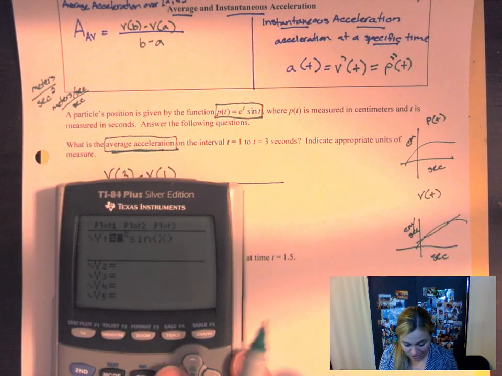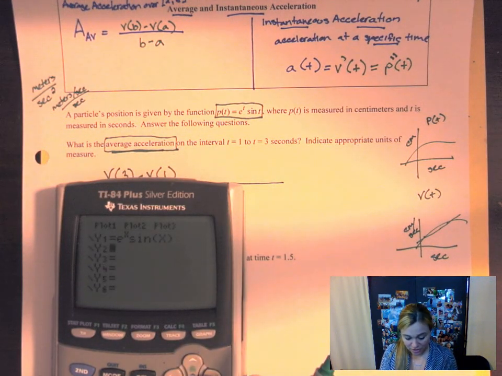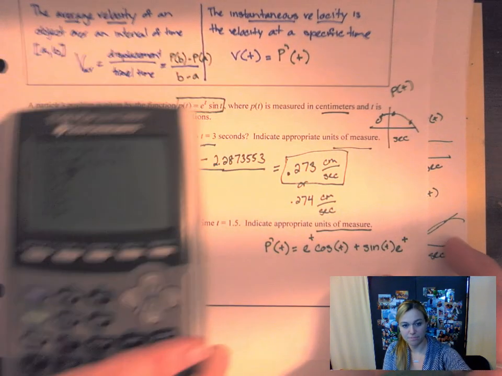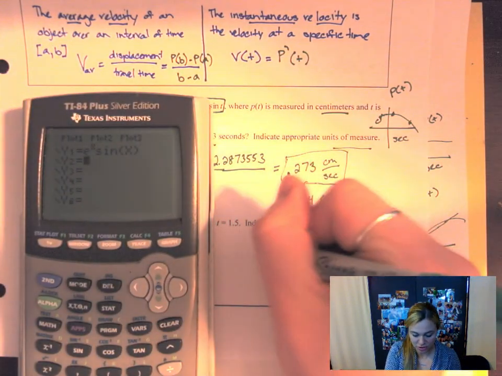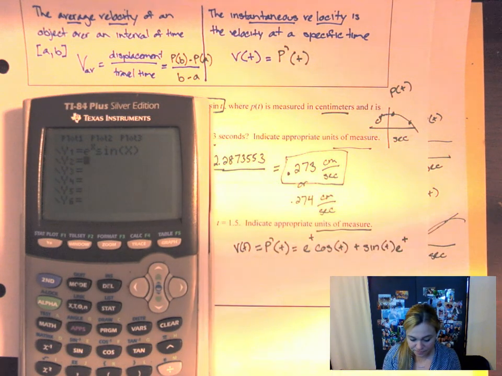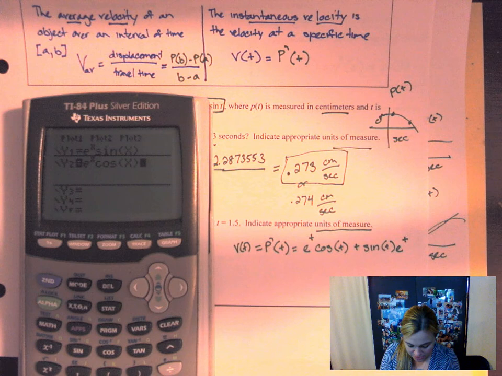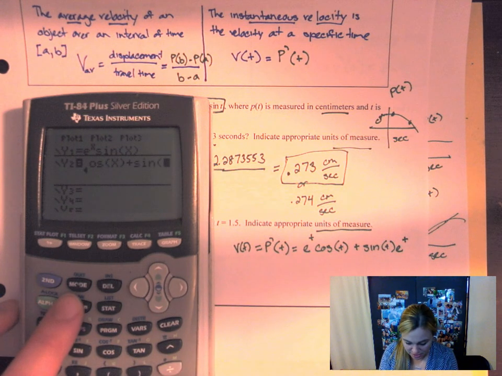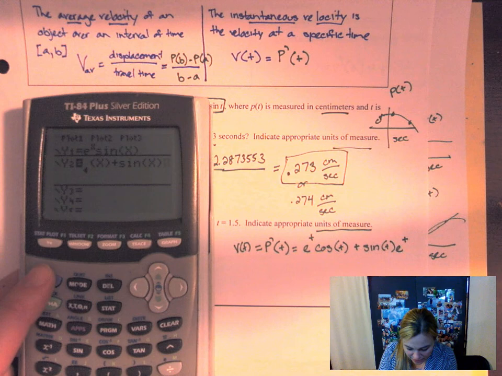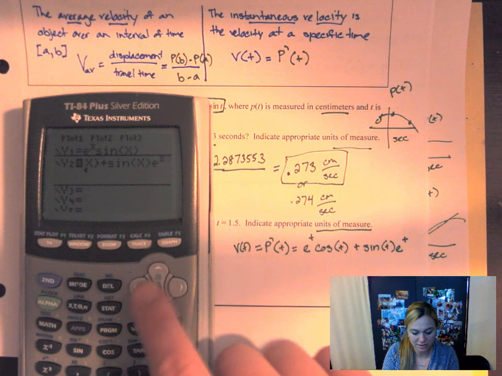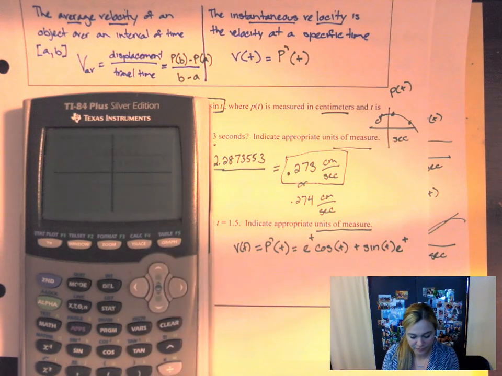Or we could go back and say, you know what, on the previous page, we found the other derivative. Where was that page? Here it is, coming back. We found P prime of t, which would also be known as V of t. And so I would get e to the x power cosine of x plus sine of x, and then e to the x power. I turned off the first one, I highlighted the equal sign and then clicked on it so that it wouldn't graph that anymore.